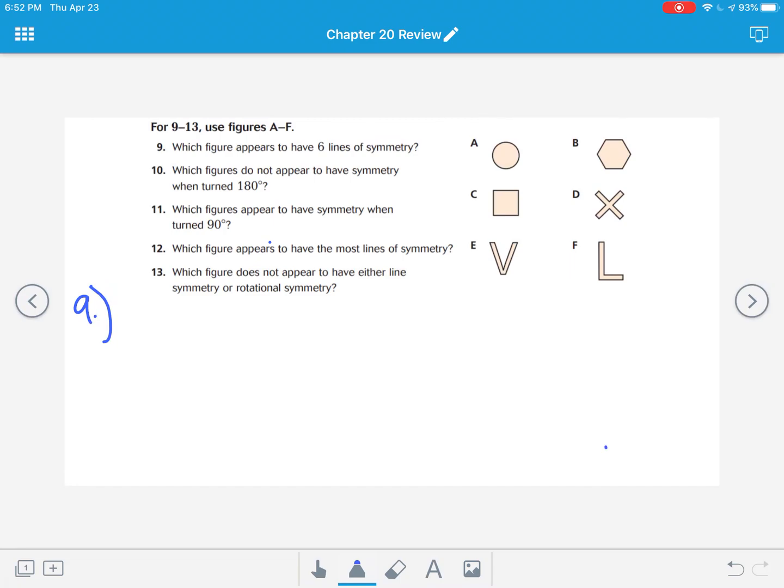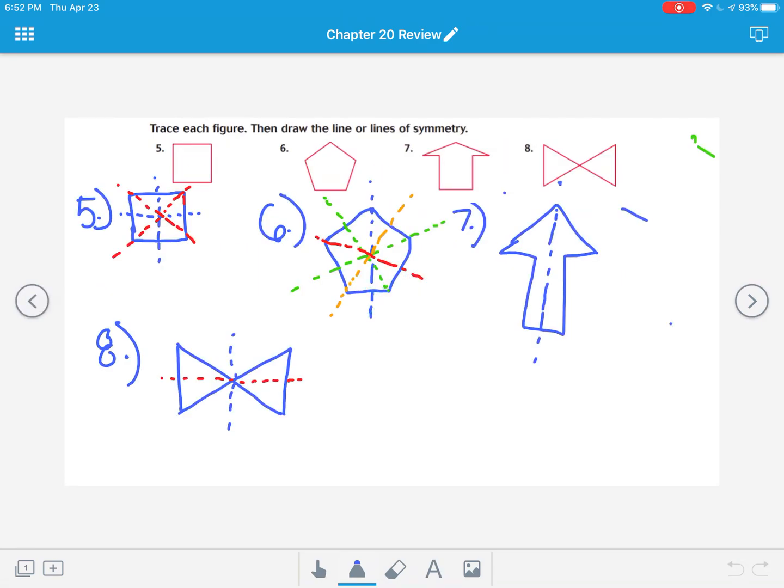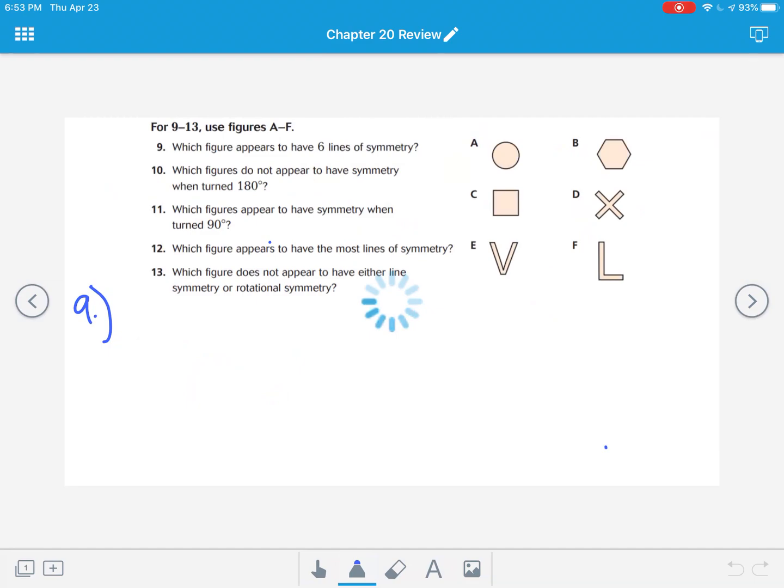One thing that I know for sure is that, like from the pentagon problem, the pentagon had 5 lines of symmetry because I could come at it from all 5 points. So I'm going to start off by looking at B, because I noticed that B is a hexagon and I know that's 6 sides, so I'm wondering if it's the same as a pentagon. So let's take B, let's draw out a hexagon.